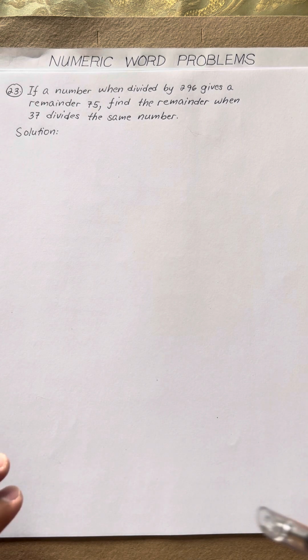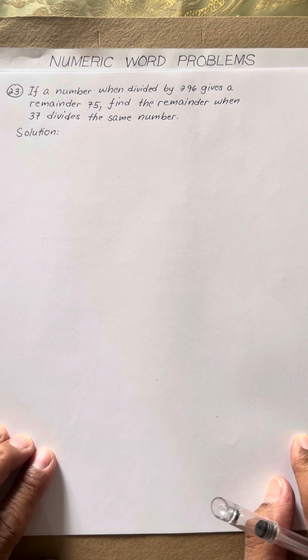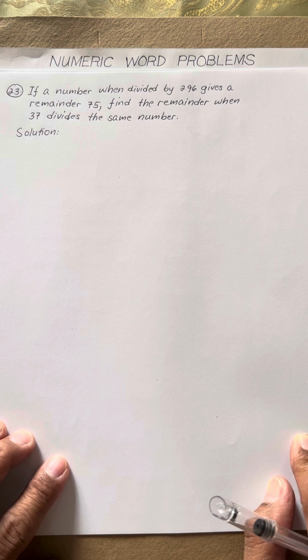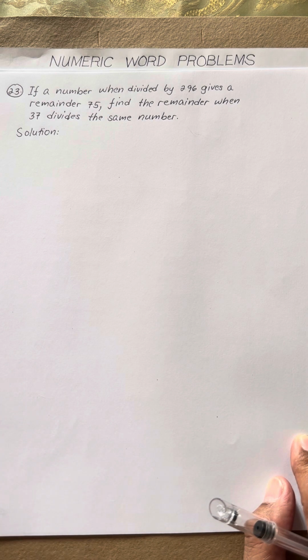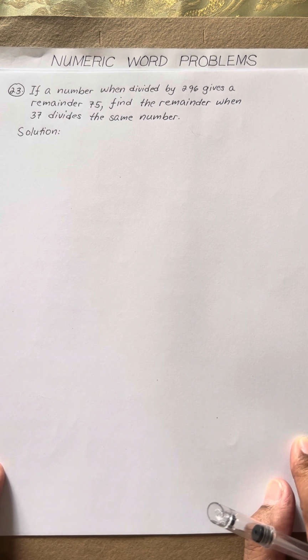So it says, if a number when divided by 296 gives a remainder 75, find the remainder when 37 divides the same number. So this problem is not easy to solve without the full understanding of the basic concept in dividing numbers.